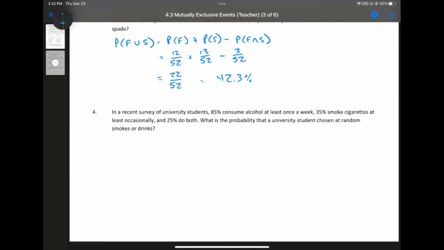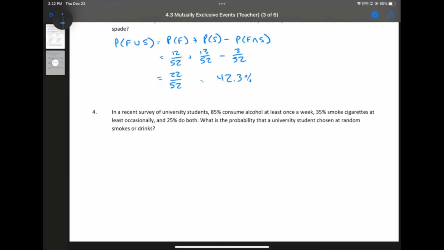What's the probability that a university student chosen at random smokes or drinks? Now we have to remember that smokes or drinks also includes students who do both. They've met at least one of the 2 criteria. If I said put up your hand if you smoke or drink, I think most people who've done both would put their hand up. I think that's just logical. So now I'm going to show you 2 ways we can approach this question.